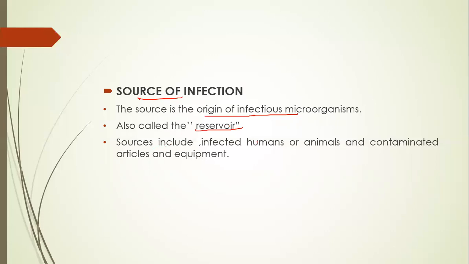Mainly the sources include infected humans or animals and contaminated articles and equipment. So sources can be of two types: living as well as non-living. Infected humans and animals are included in the living sources of infection, and contaminated articles and equipment are included in the non-living sources of infection.